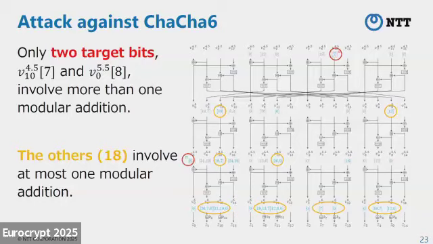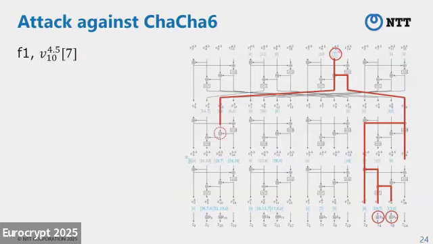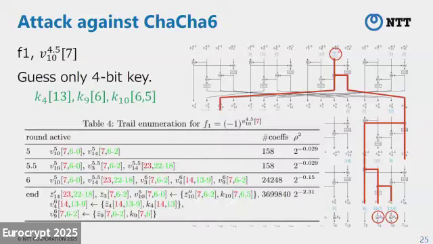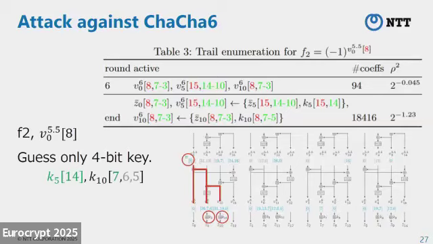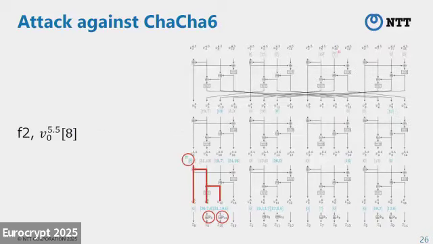some bits are involved as a key, and one big thing is these 2 red target bits. These 2 target bits involve more than 1 modular addition. But the others involve only 1 modular addition, and analyzing only 1 modular addition is super simple, so we don't explain it. So for this bit, this red line is diffusion, and so we analyze this linear trail. OK, so this is the analysis of the linear trail. And when we guess a 4-bit key, we have 2 to the minus 2.31 correlation. And also for F2, we have the same analysis, and we get 2 to the minus 1.23 correlation, and also a guess on a 4-bit key. But one interesting thing is that K1065 is already guessed in the first part here.